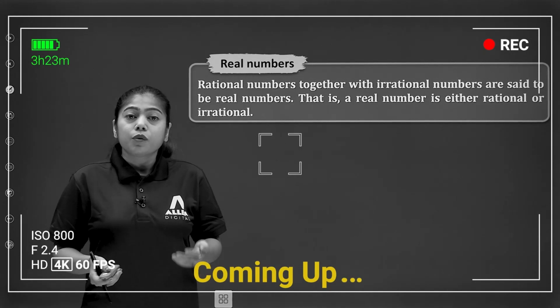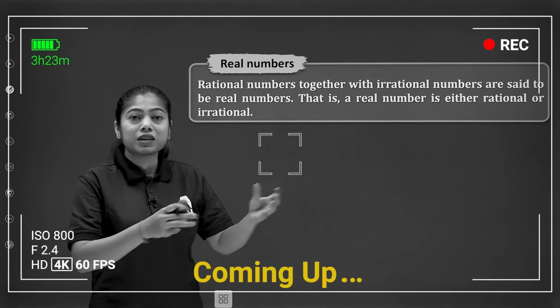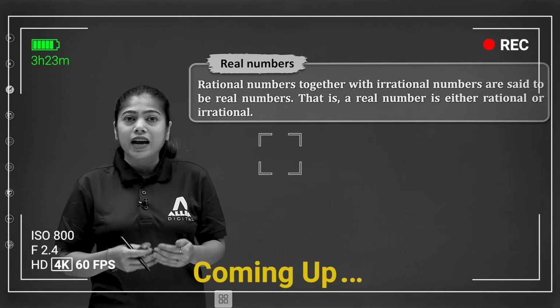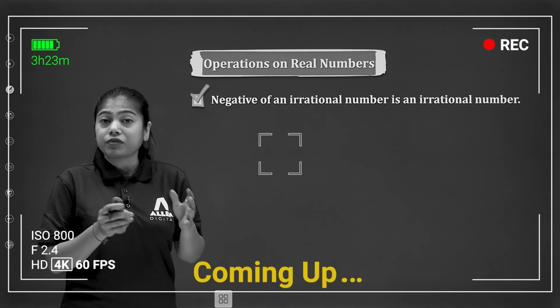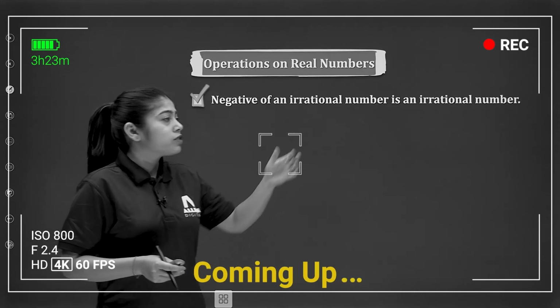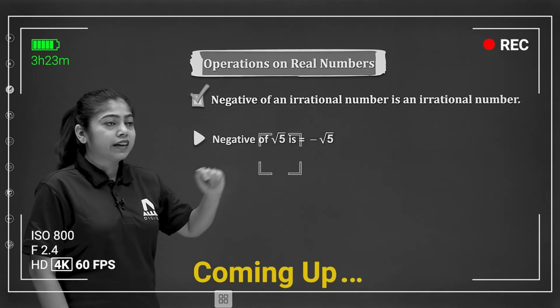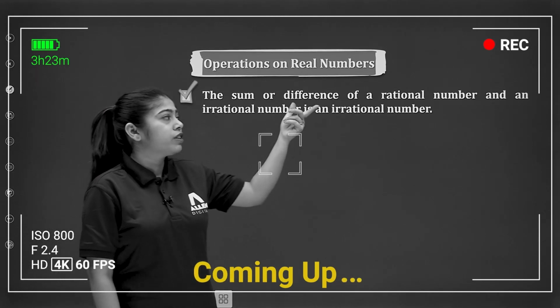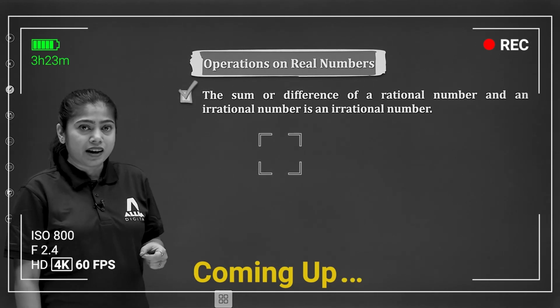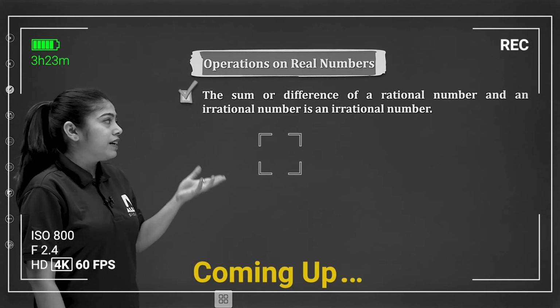What are real numbers? We say that all the rational numbers and irrational numbers are called as real numbers. So what is negative of an irrational number? That number is also an irrational number here. For example, if I want to write negative of root 5, sum or difference of a rational number and an irrational number is an irrational number.